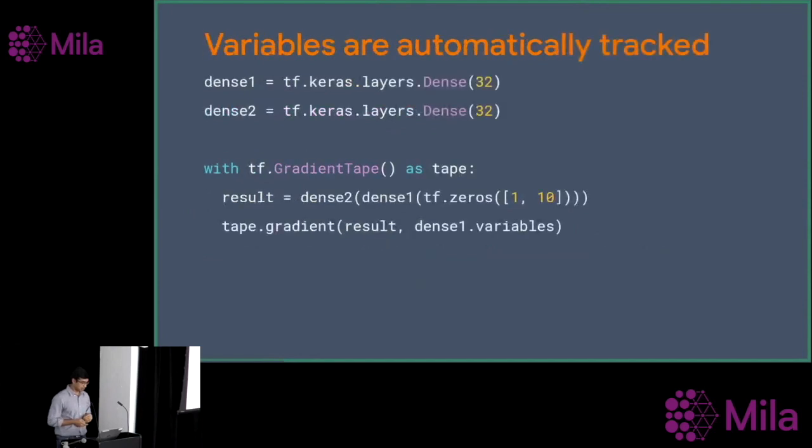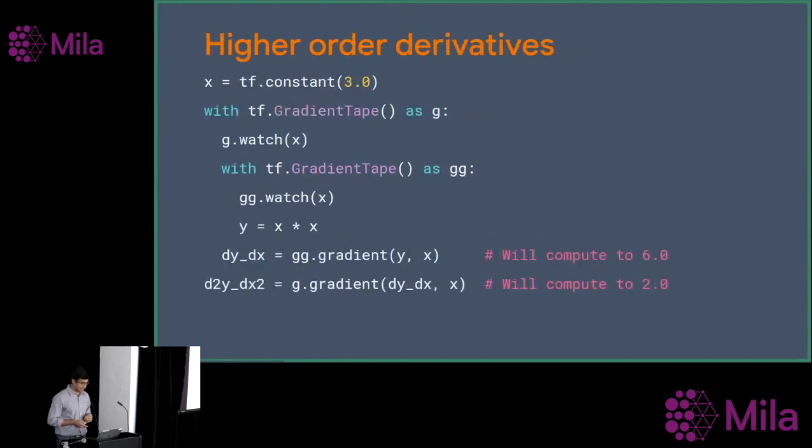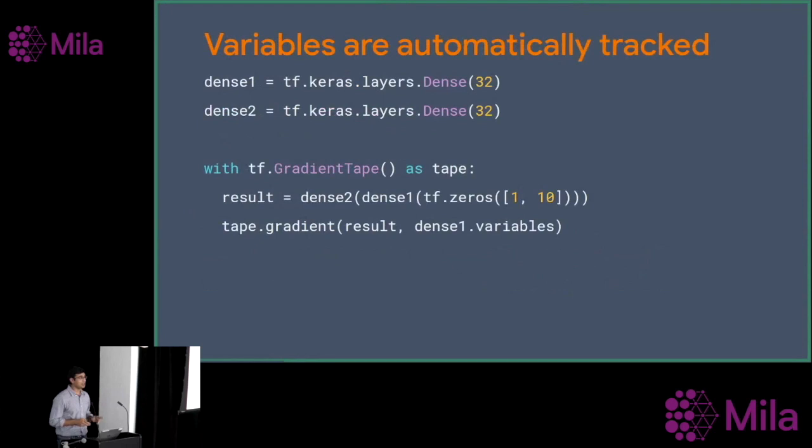Okay, so in the previous examples, I had these manual watch calls, but those are only meant for non-trainable variable tensors. So if you have any variables in your model, those are automatically tracked. So if you access any variable inside of the context of a tf.gradient tape, we automatically track that, and you can take gradients with respect to those. So in this example, you don't have to track the variables created by your fully connected layers.